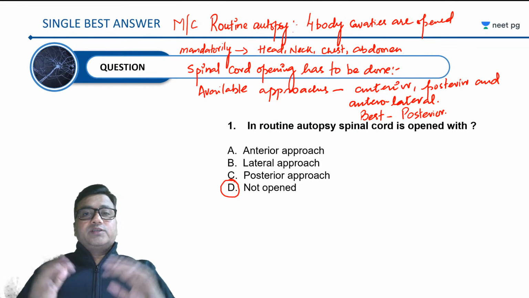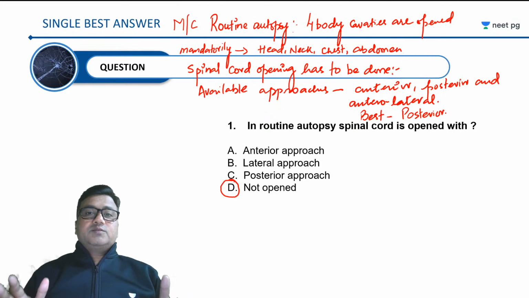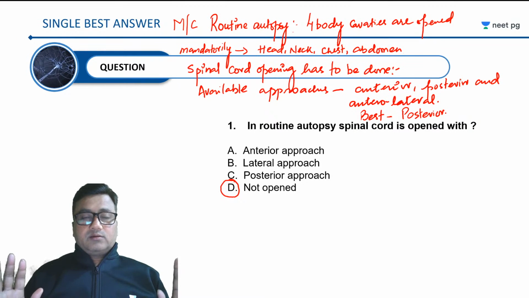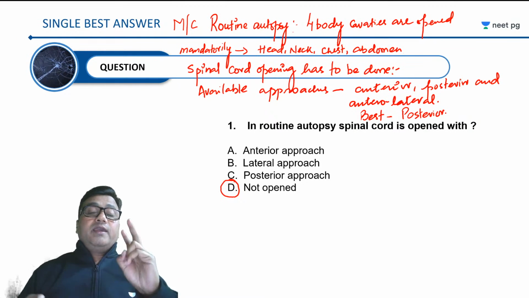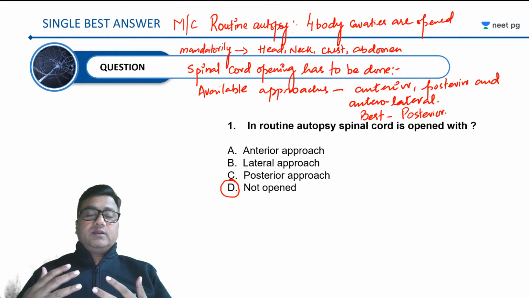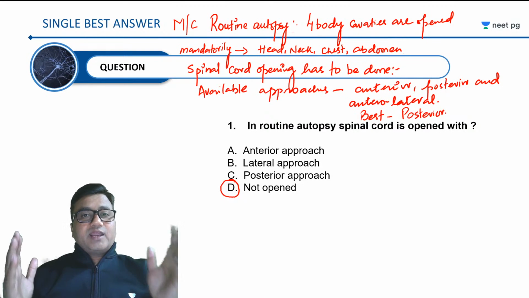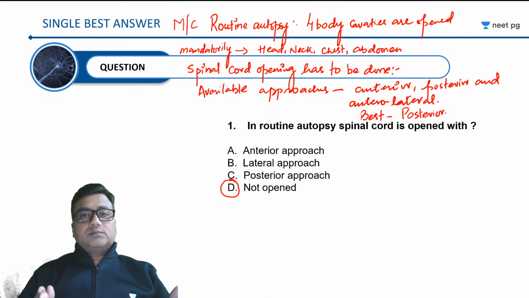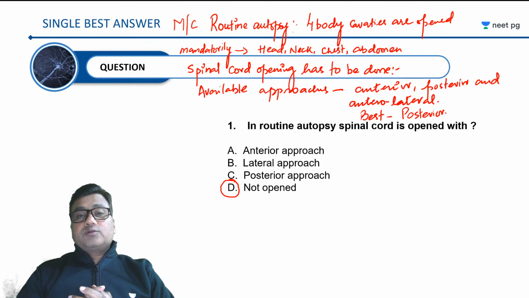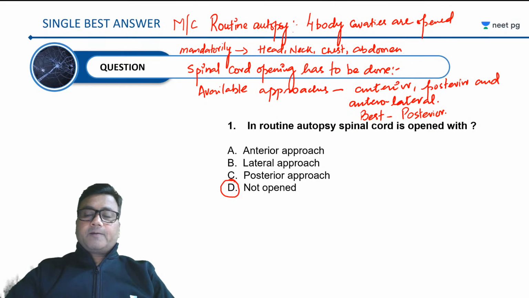So what we are actually tackling in this question are three different questions. Number one, which is given on the board itself: in routine autopsies, is the spinal cord opened? The answer is it is not opened at all. Number two, if the spinal cord has to be opened, what are the approaches available? Anterior is available, posterior is available, anterolateral approach can be made. Okay. And then three, what would be the best approach? And the best one would be posterior approach.